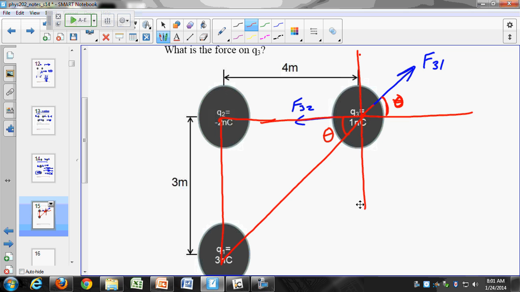So I have this triangle, 4, 3. I want to know this angle theta. So I say theta is the inverse tan of 3 over 4. I think that's 37 degrees, isn't it? Pretty sure it is.